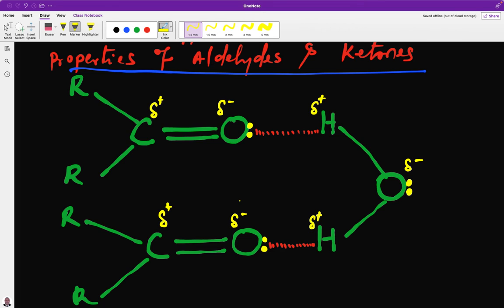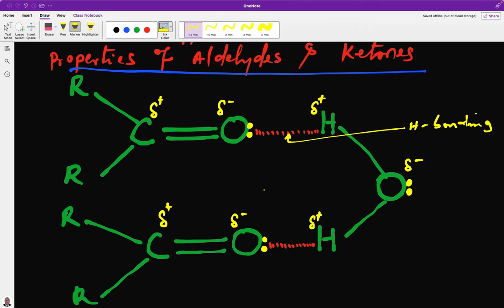Regarding their solubility in water, for this reason, aldehydes and ketones of small molecular mass are soluble in water. Aldehydes and ketones of very small molecular mass are very soluble in water because they can form hydrogen bonds between the lone pair of electrons on the oxygen of the carbonyl group and the hydrogen of the water molecule. This is the hydrogen bond here. Hydrogen bonding forms between the water molecule and ketones and aldehydes.